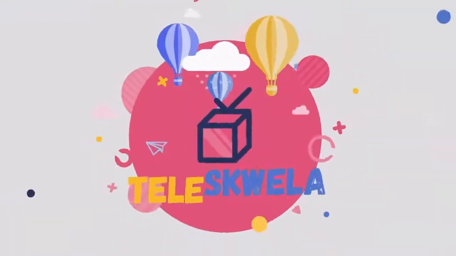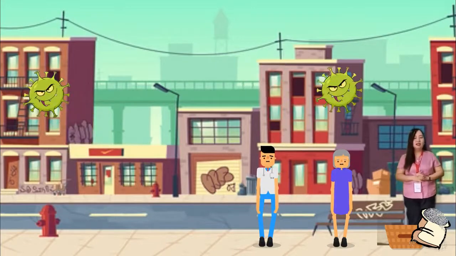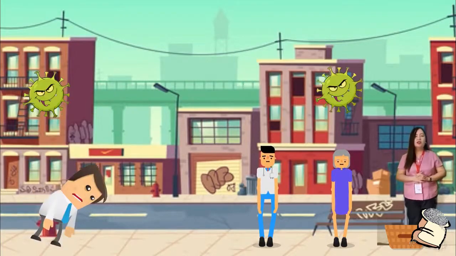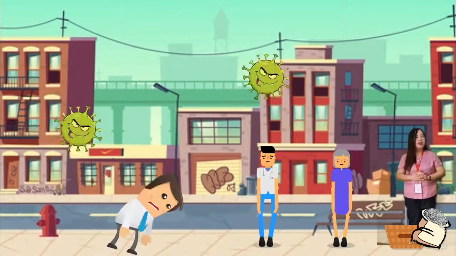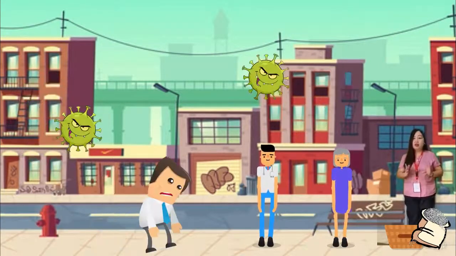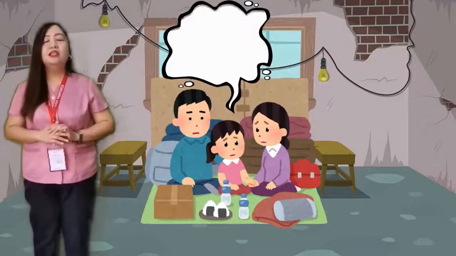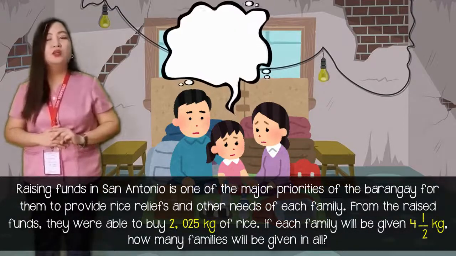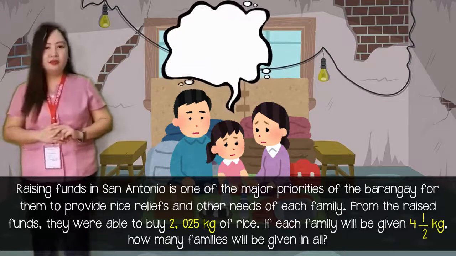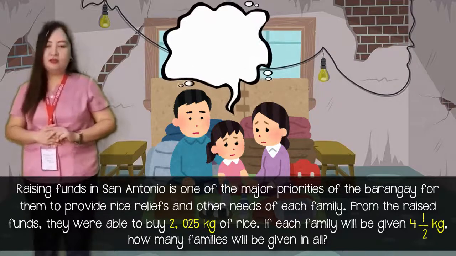Let's have this problem. One of the countries that has been greatly affected by the COVID-19 pandemic is our country, the Philippines. Because of this misfortune, people will not be able to earn money because they have not been going to work. Thus, most poor families could not buy the things that they needed, including food. Raising funds in San Antonio is one of the major priorities of the barangay for them to provide rice reliefs and other needs of each family.